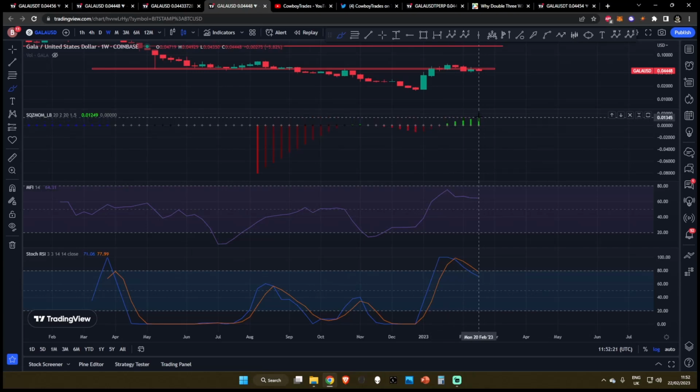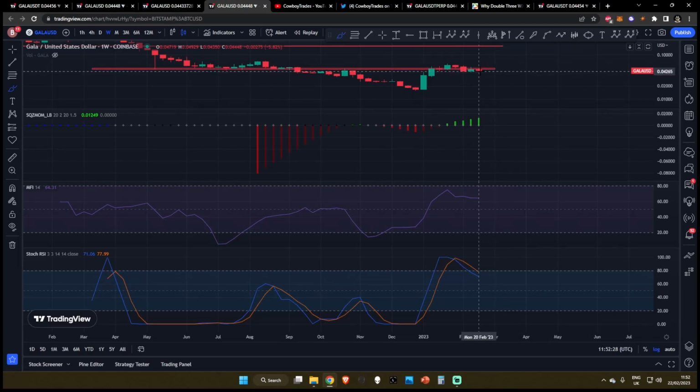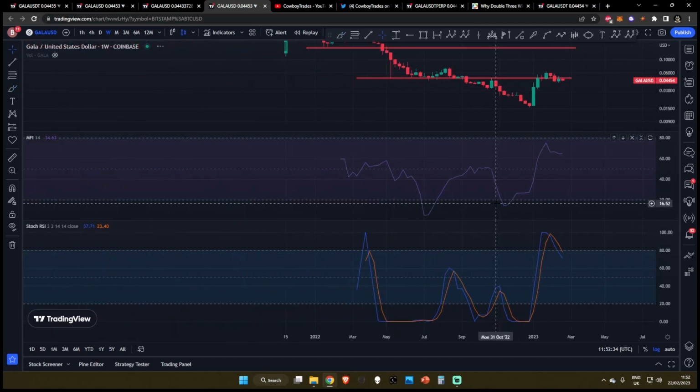And the squeeze momentum indicator shows that if we do get ready to break down, this is why I tell you Gala Games is going down to 1 cent sooner than you think. It's not just a pretty title. We are putting in bart patterns right now. We're topping out in terms of momentum. The squeeze momentum indicator is extremely overextended.